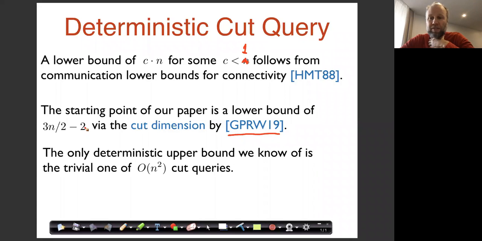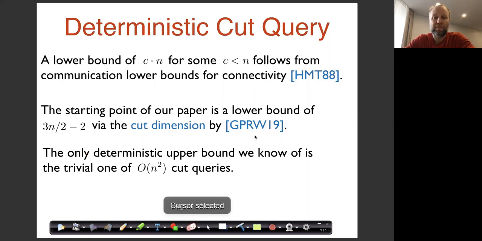As far as upper bounds, I don't know anything besides just the trivial algorithm of querying all the edge slots, which has complexity order of n squared. Okay, so that's basically the state of affairs. We have this huge gap between the lower and upper bounds. And so, that was where we started, hoping to close this gap. You'll see how far we got.